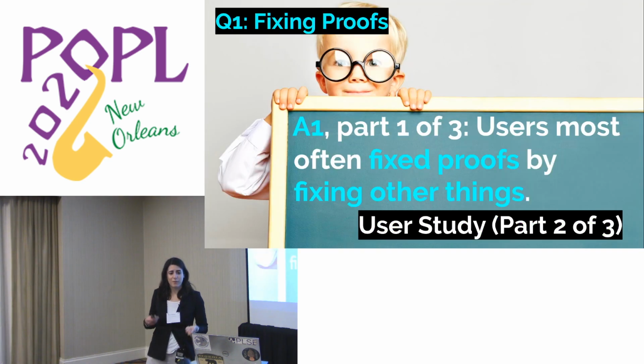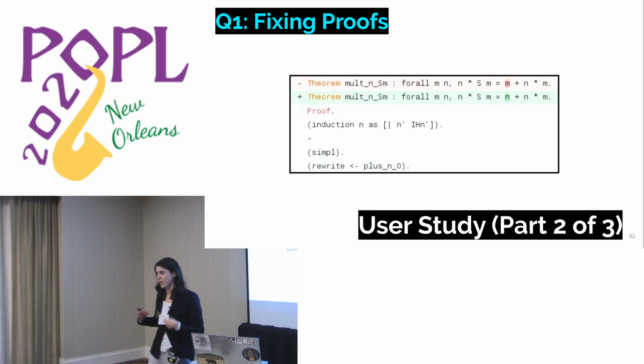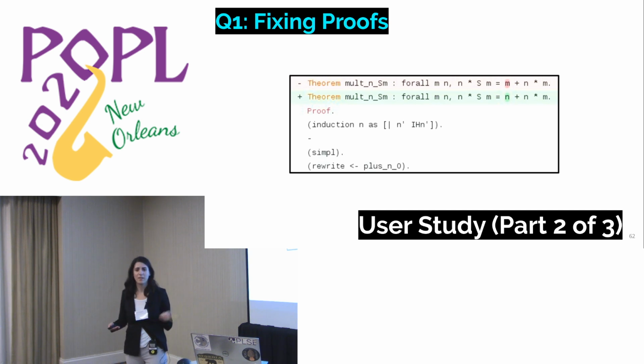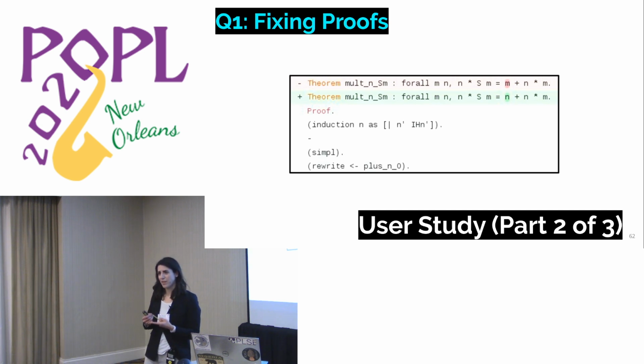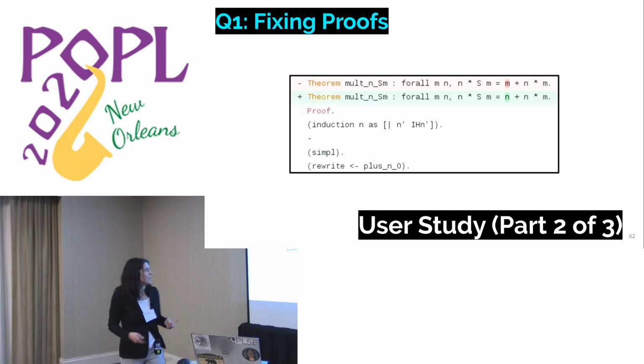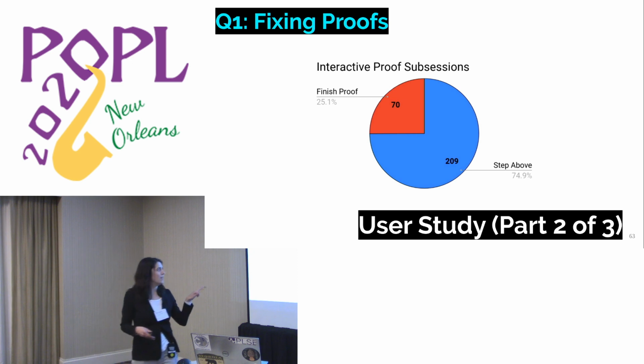So again, the first thing we found here was that our users most often fix their proofs by fixing other things. So I showed you one example where a user fixed a specification. This could have been a specification, a program, an LTAC tactic definition. Essentially, we found that 75% of the time, rather than just tweaking a single tactic inside of a proof that was incorrect, users would back up and change something else entirely.